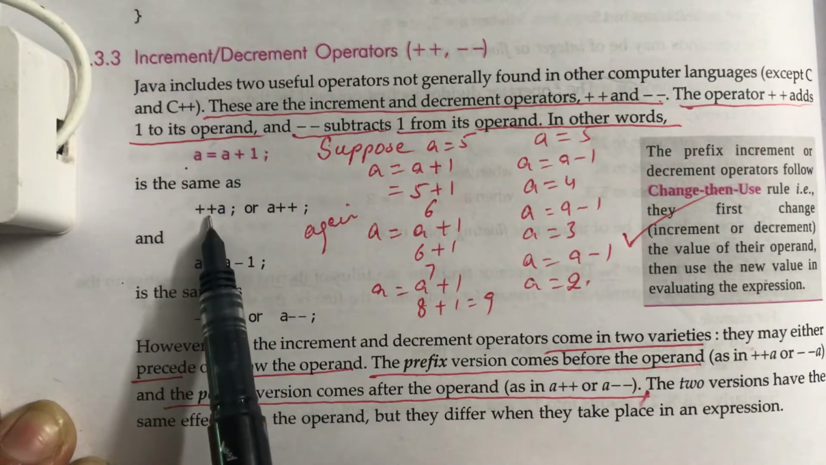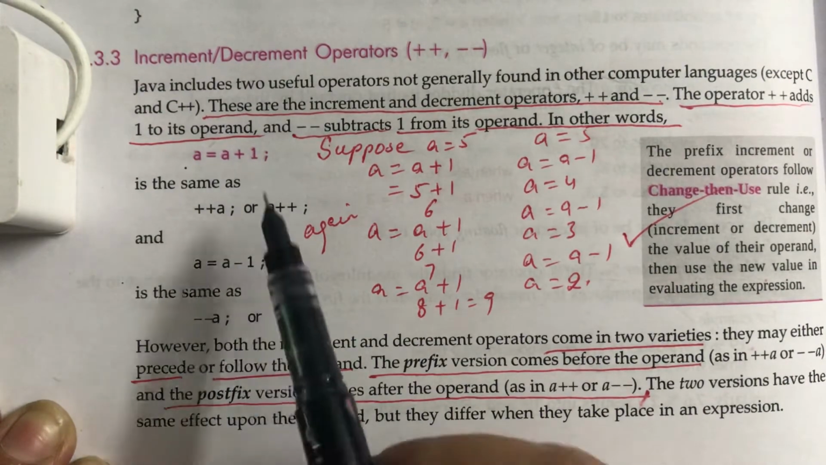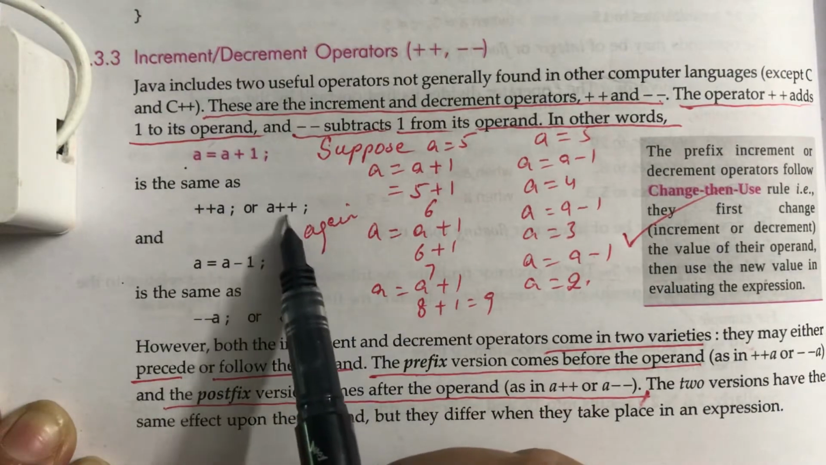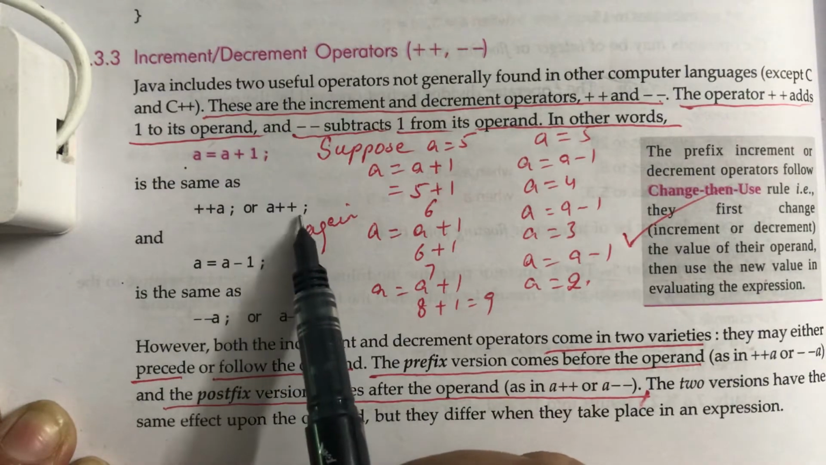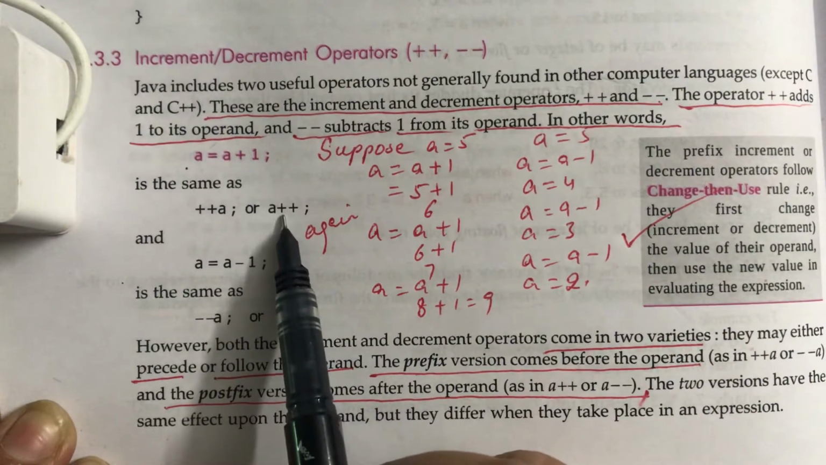You can write either pre, that is before the operand, like a is an operand, or after, that is after the operand, that is a plus plus. This is pre-increment and this is post-increment.